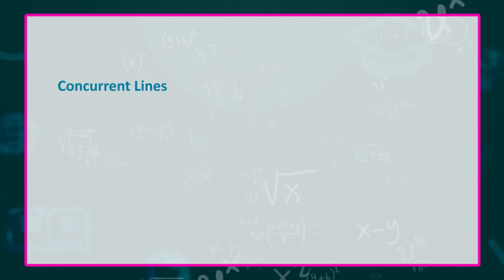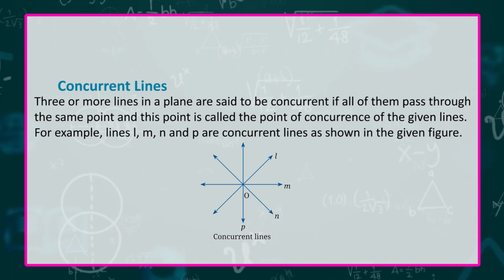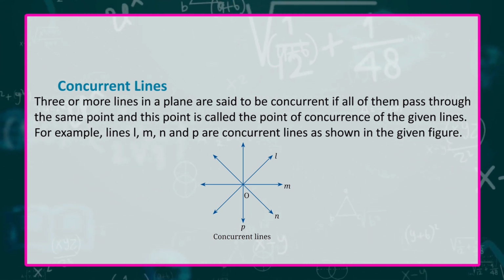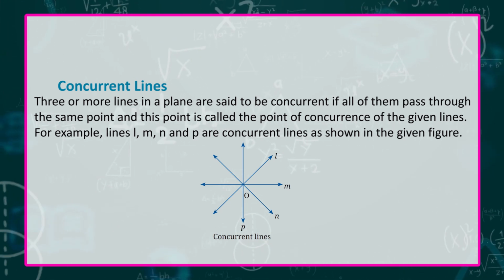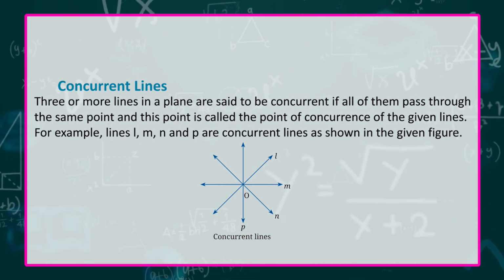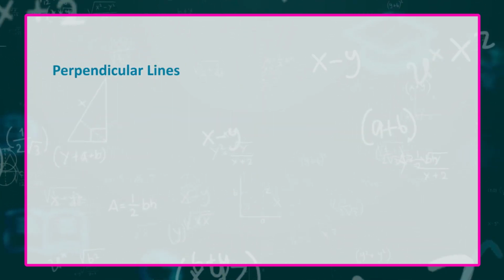Concurrent lines. 3 or more lines in a plane are said to be concurrent if all of them pass through the same point, and this point is called the point of concurrence of the given lines. For example, lines L, M, N and P are concurrent lines as shown in the given figure. Perpendicular lines.